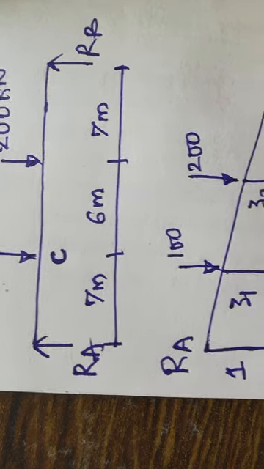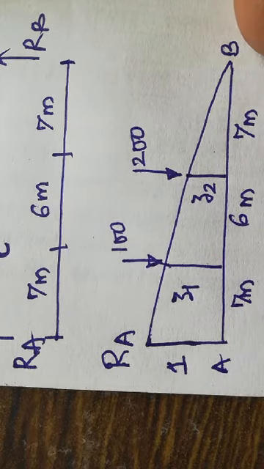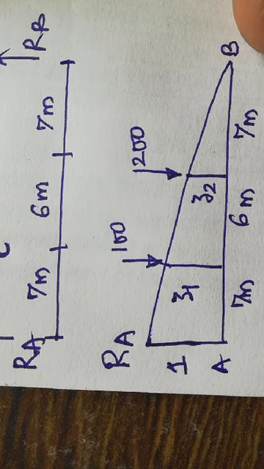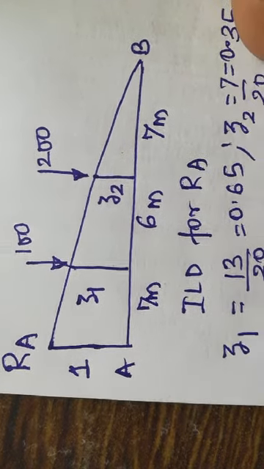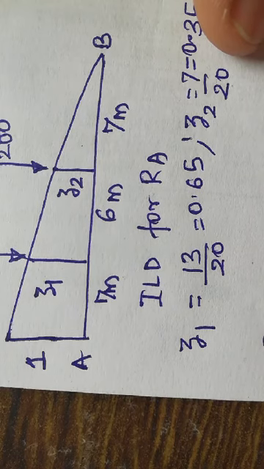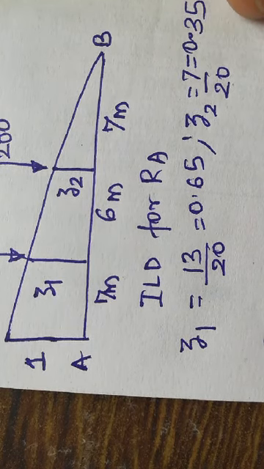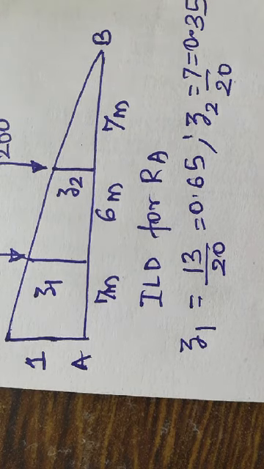Now let us start with the reaction RA. For RA, we know the influence line diagram is as follows. We have to calculate the ordinate values for 100 kilonewton and 200 kilonewton. I have named the ordinate value as Z1 for 100 and Z2 for 200 kilonewtons. We can calculate Z1 and Z2 using similar triangles. For Z1, it is 13 divided by 20, and for Z2 it will be 7 divided by 20.